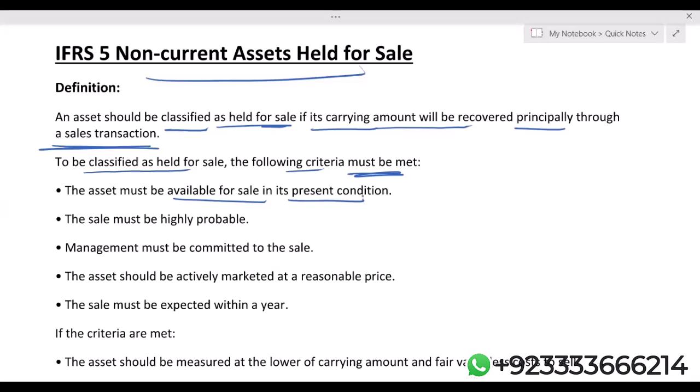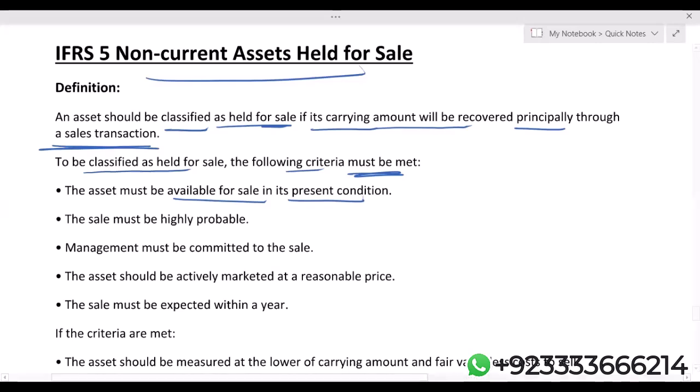But the main concept is, if you're selling the asset and you're telling the buyer to wait for 6 months, 8 months before I do this or that, then it means your asset is not saleable in its present condition. When your asset is not saleable in its present condition, then IFRS 5 will not apply.